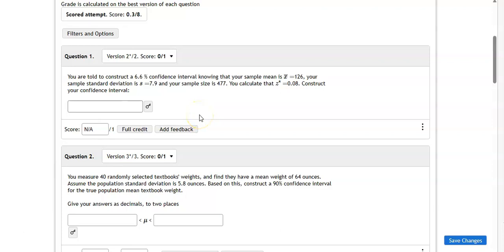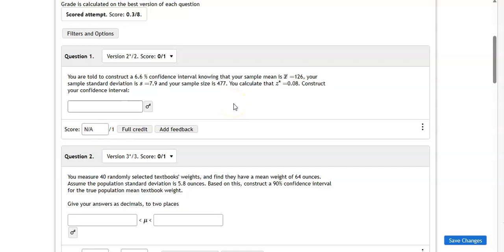Okay, so let's look at question one. It's really rather silly. I think the author, when they made this particular question, must not have put any reasonable constraints on the percentage of confidence. We would never want a 6.6% confidence interval. We'd want something probably at least 70% or above, because having 6% confidence would not be much confidence at all. But we'll go ahead and do it.